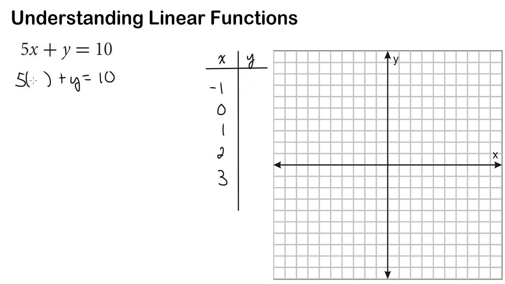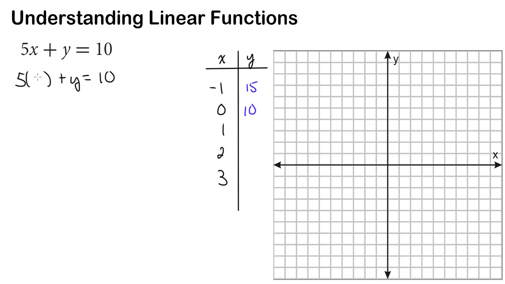So if x is -1, we have 5 times -1 is -5 plus y equals 10. And then I need to add 5 to both sides in order to solve for y. And I get y equals 15. So I know that when x is -1, my y value is 15. So when x is 0, 5 times 0 is 0. So we get 0 plus y equals 10. And 0 plus y is just y, so y equals 10.